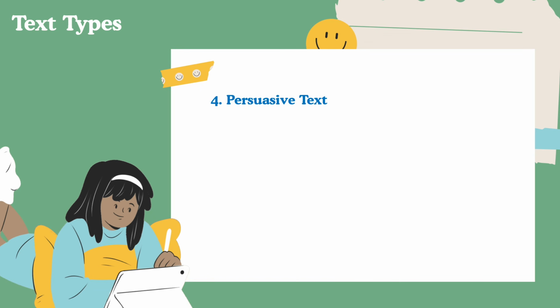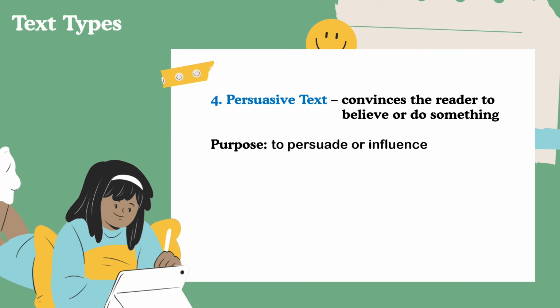Susunod is called persuasive text. It tries to convince the reader to believe or do something. Its purpose is to persuade or influence. Persuasive texts often use strong arguments, facts, and emotional appeals to prove a point.